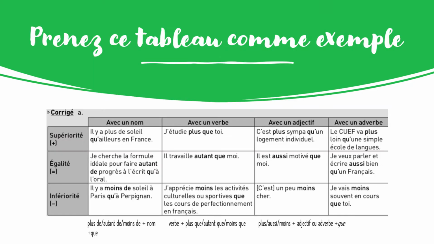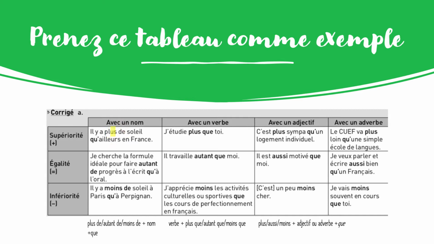Alright, so this is actually from your book. It might seem a bit scary, but I promise you it's not. It just has a lot of valuable information. So like I was saying, when you have a noun, un nom, un verbe, un adjectif, un adverbe, the way you're going to be structuring your comparisons is going to be different, okay? Let's start with the noun, okay? So let me get my highlighter here.